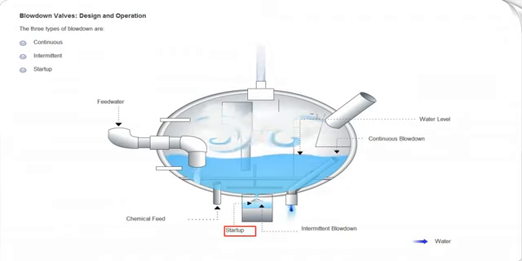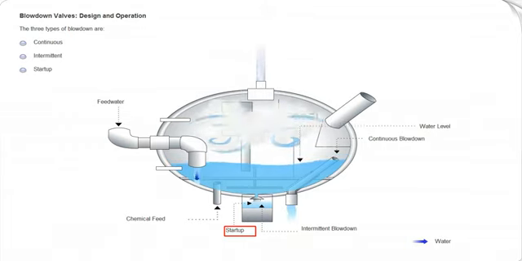During a unit startup, the intermittent blowdown valves may be used to remove excessive water from the drum if the water level becomes too high. These valves should be used for level control at low drum pressure conditions only, such as during a unit startup.